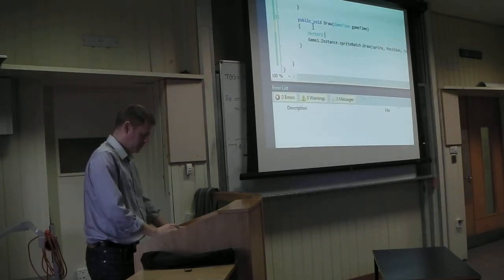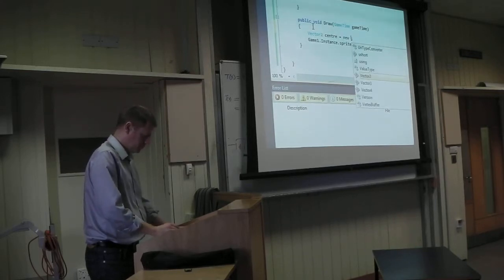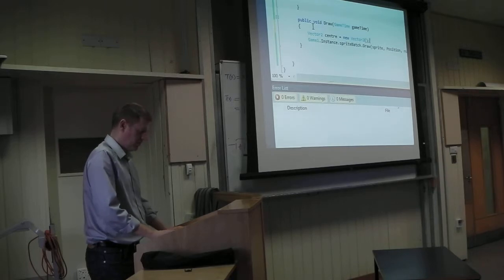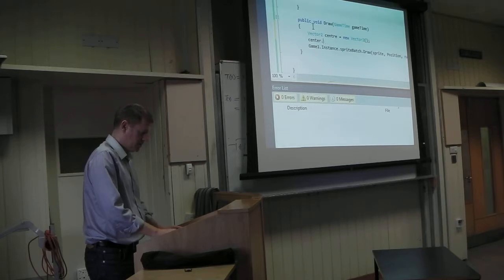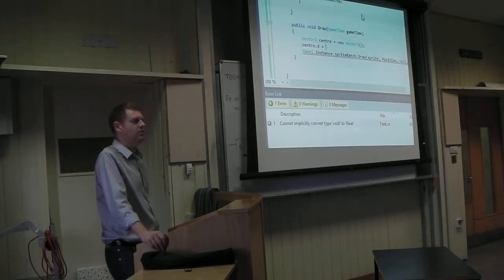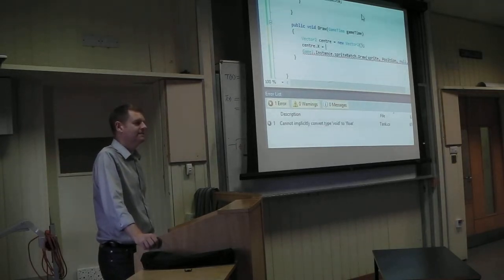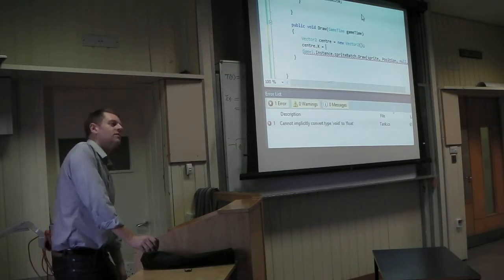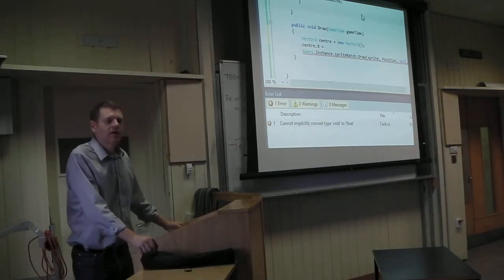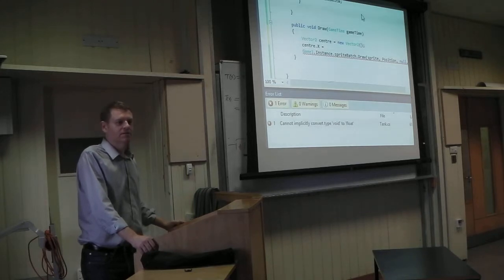Vector2 center equals new Vector2. Center.X is going to be equal to the width of the texture. Now, how do we calculate the width of the texture? Anyone, any ideas? I haven't done it, but what would you think? Yeah, it's going to be in pixels. How would you do it? 100% of whatever the image is. I know, but how would you know how big the image is?